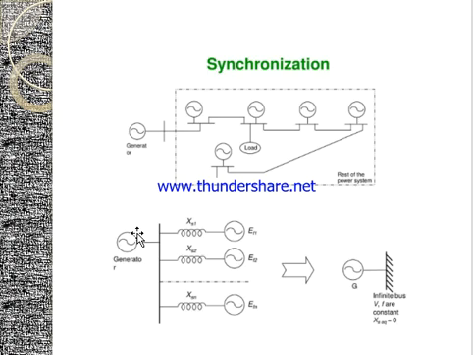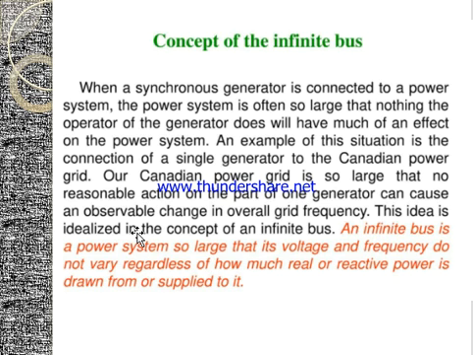We can have the infinite bus system. The concept of infinite buses: when a synchronous generator is connected to a power system, the power system is often so large that nothing the operator of the generator does will have much of an effect on the power system. An example of this situation is the connection of a single generator to the Canadian power grid. The Canadian power grid is so large that no reasonable action on the part of one generator can cause an observable change in overall grid frequency.